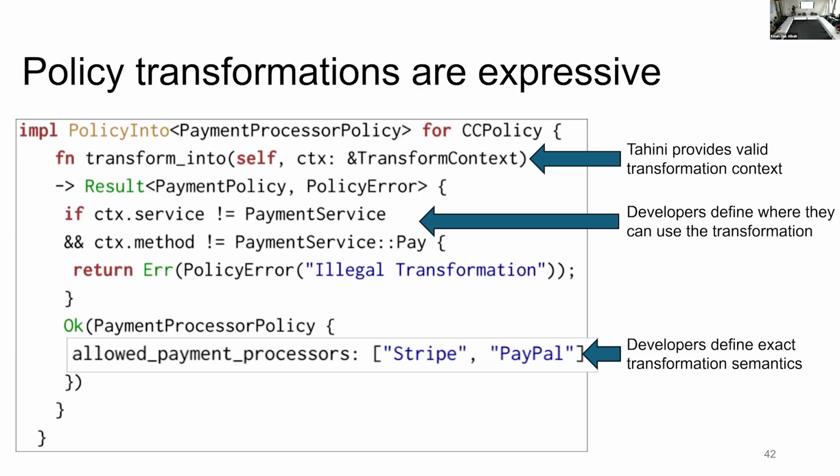So in our case, you have this very strong policy, and it ends up being transformed into a policy that you're allowed to send the data to Stripe or PayPal. Great. We have now enabled services to transform from one strong policy to a weaker policy and ensure that it is safe.